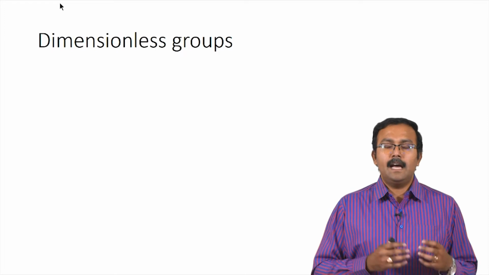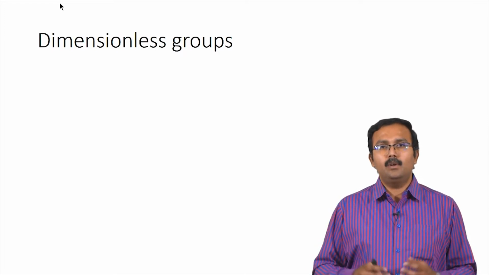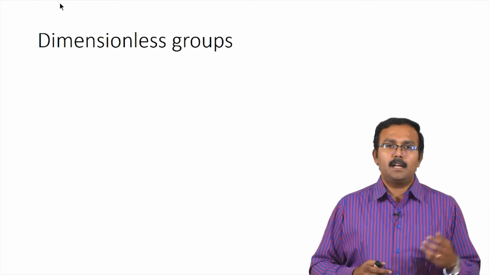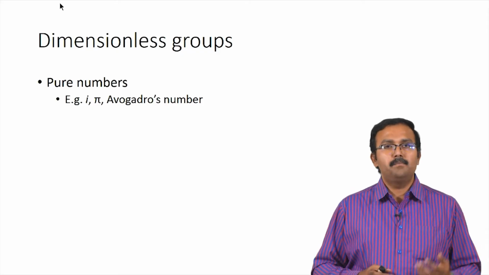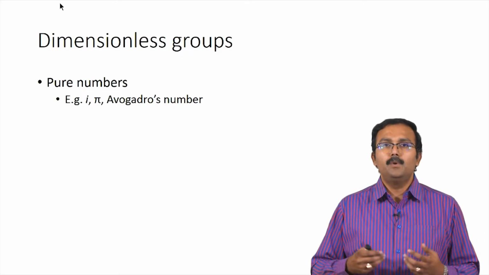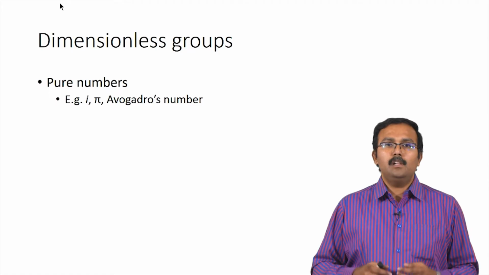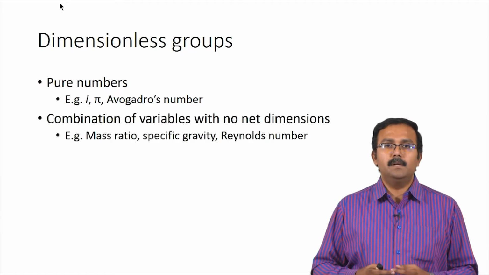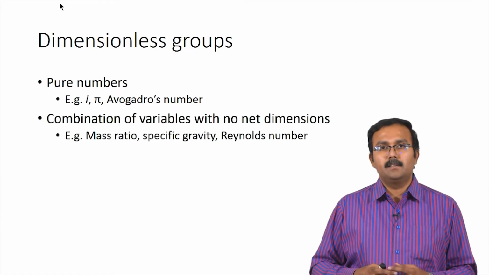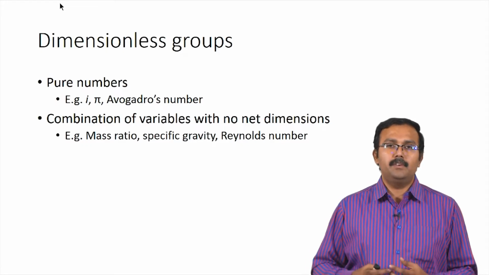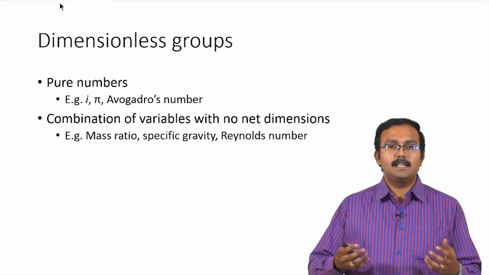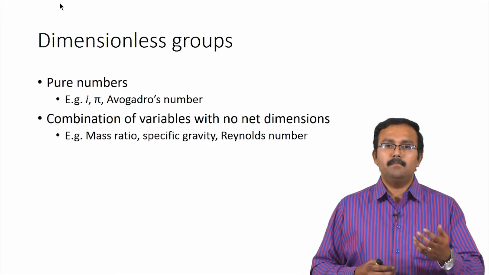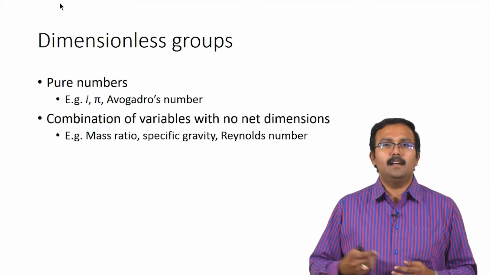Other than these dimensions and units, there are also terms which are dimensionless. There are pure numbers like e, pi, Avogadro's number, which do not have any dimensions. You also can have combinations of variables with no net dimension. Basically, there could be ratios of different terms where the dimensions get cancelled off. Examples would be mass ratio, specific gravity and Reynolds number.